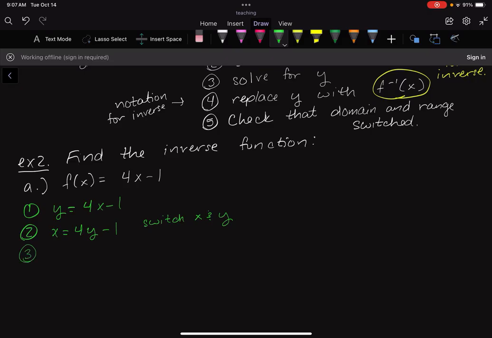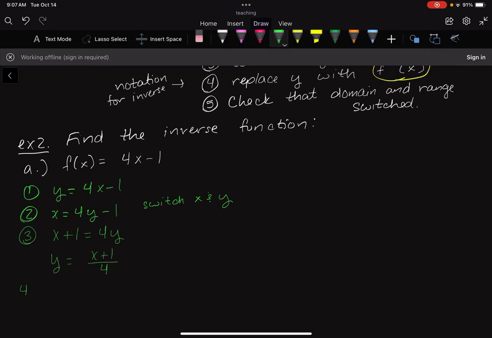Then I need to solve for y. I'll move this 1 over, so I have x plus 1 equals 4y. Divide by 4, so I have y equals x plus 1 divided by 4. So that was it. All I had to do was solve for y. Now I go ahead and change that notation to look a little bit better. So this says the inverse function of f of x is x plus 1 over 4.